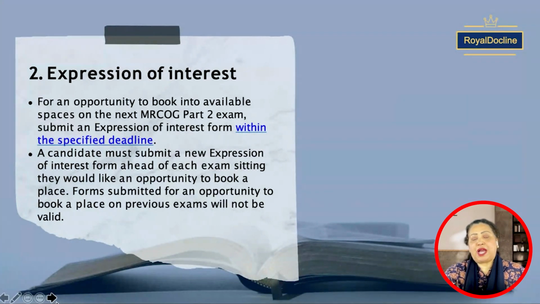To do this, you have to submit an expression of interest form within the specified deadline. What is it? We will just see in a while. A candidate must submit a new expression of interest form ahead of each exam, stating they would like an opportunity to book a place. It means that every time you are sitting an exam, a new form has to be submitted. Your previous form will be finished with the previous exam. This is a very important point you have to know about.